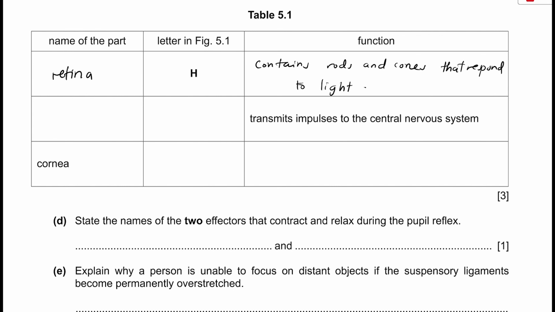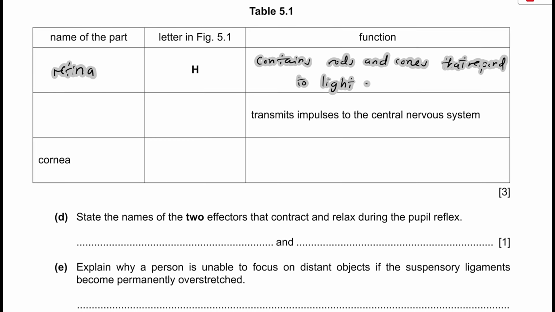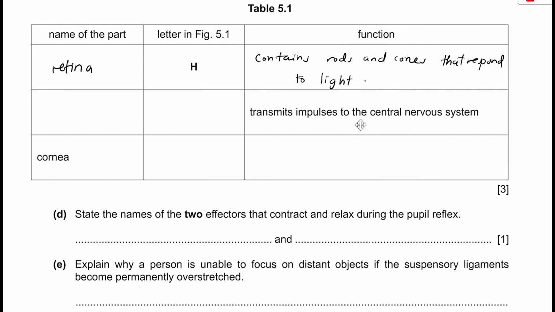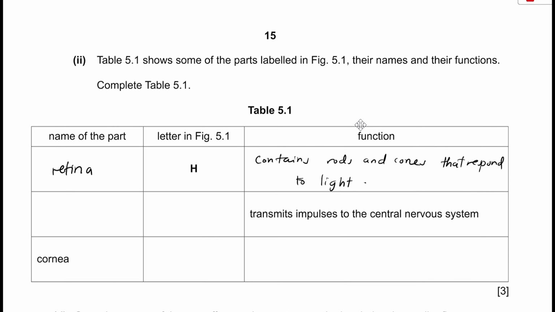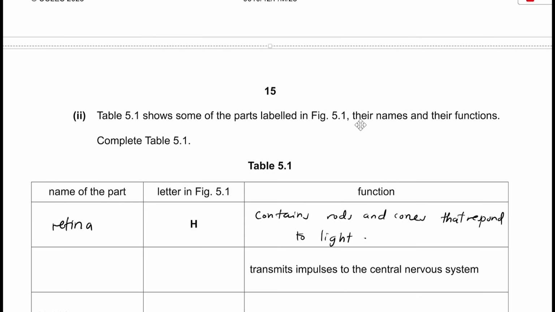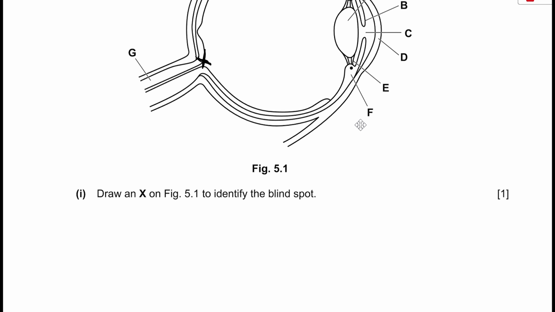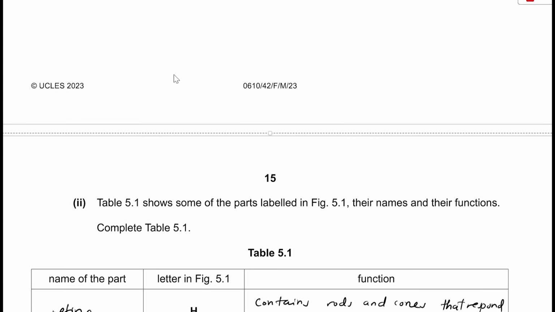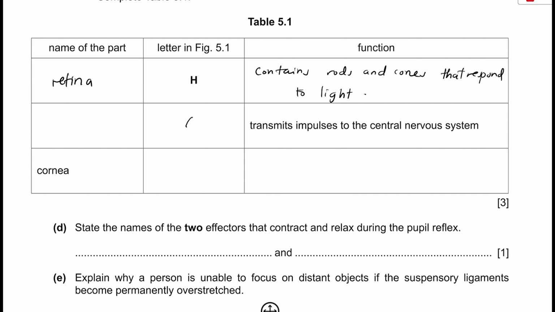Alright? Then we have this second row over here, which transmits impulses to the nervous system. Now the thing that transmits impulses to the nervous system is the optic nerve. Alright, and it's definitely this part over here labeled G. Okay, so it's labeled G, but the name is optic nerve.